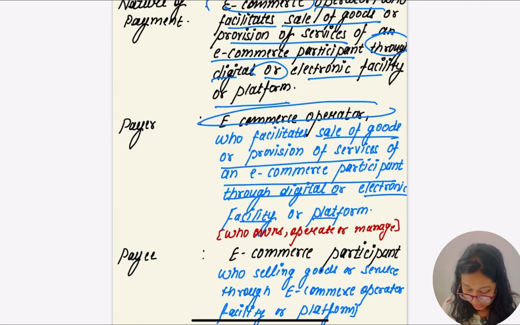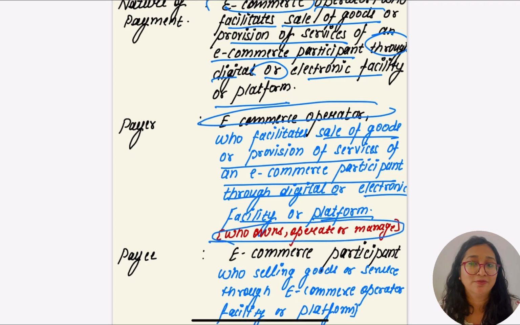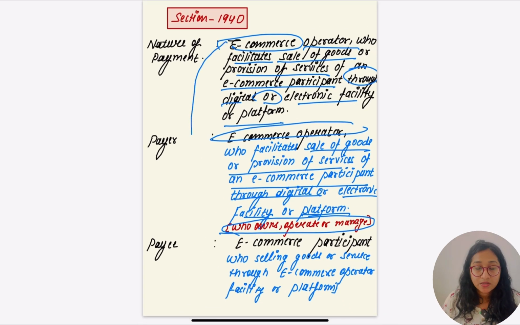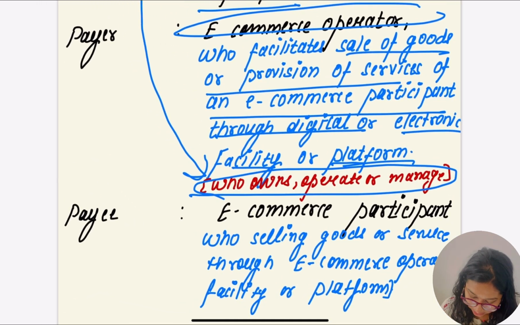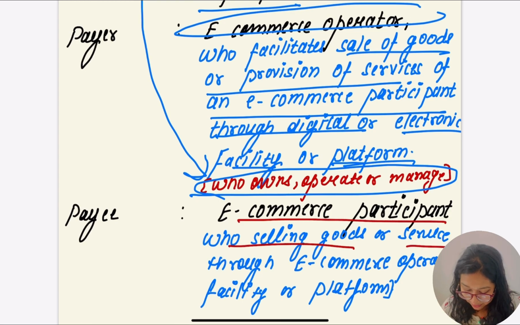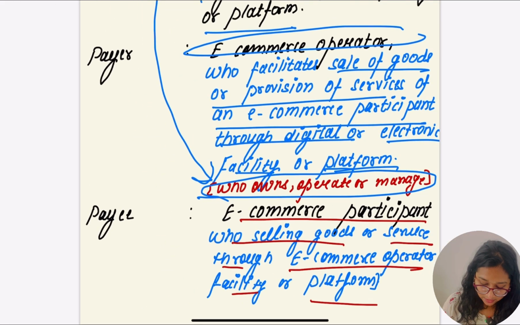The e-commerce operator is the one who owns, operates and manages this facility or platform. Now, who is going to be the payee here? The e-commerce participant who is selling goods or services through the e-commerce operator's facility or platform. So these people are going to be the payee here.